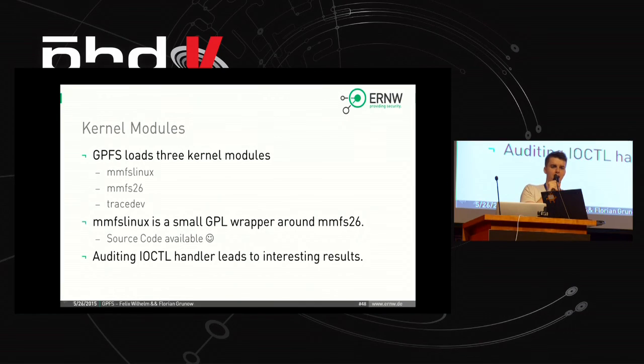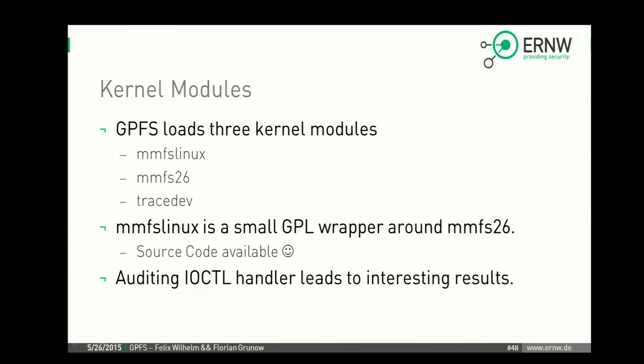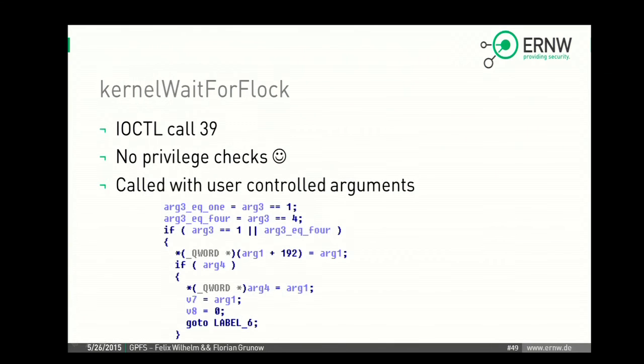And basically they have like 3 kernel modules, but MMFS Linux is just some kind of GPL wrapper they're potentially using to not violate any licenses. So the actual work is performed by MMFS 2.6. And you can simply put it in IDA and start auditing all the IOCTL handlers.